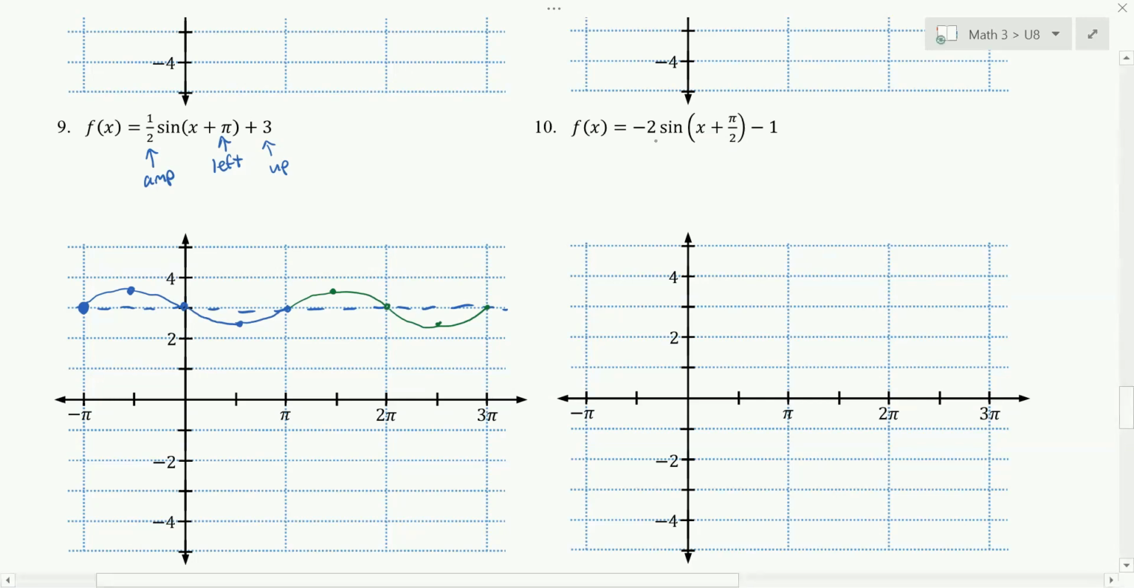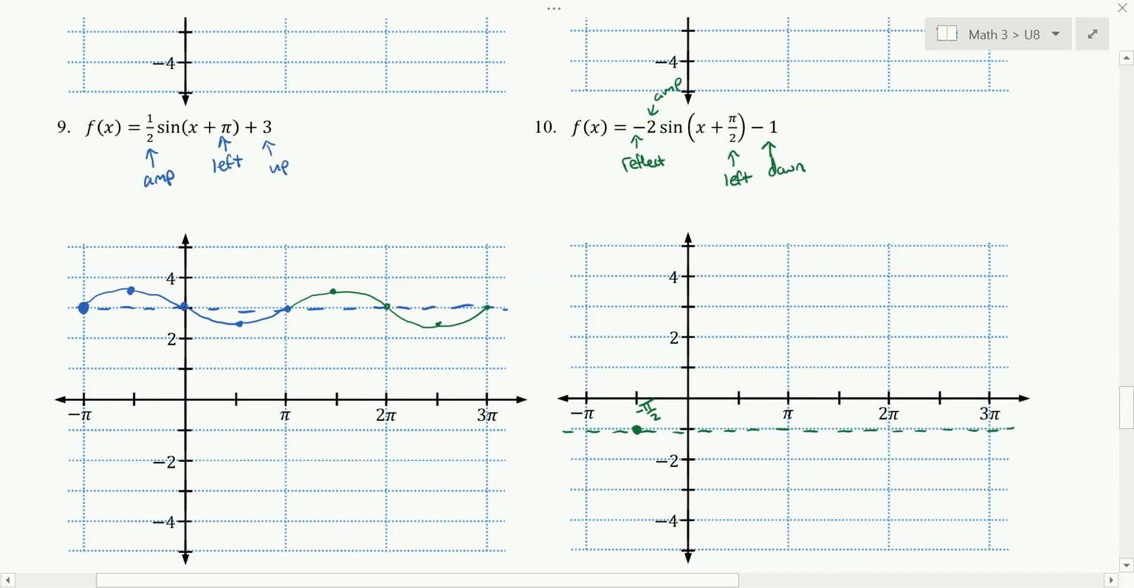And number 10, the -1 moves us down. So our equilibrium is down here. The plus pi over 2 is going to move us to the left pi over 2. Right, so our first point is above negative pi over 2. The negative sign tells us to reflect. So our first point is going to move down, and our amplitude is a distance of 2.